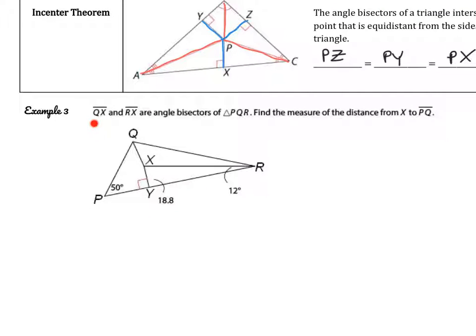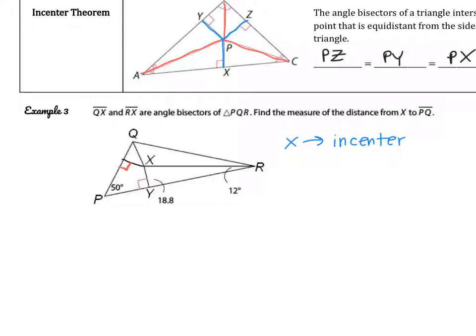Here they say that QX and RX are angle bisectors of triangle PQR. So that must mean that point X is our incenter. Here they ask us to find the measure of the distance from X to line segment PQ. So I'm going to draw in what they're asking us to find. They're asking us to find the distance from here to here. And remember, it's always going to be a perpendicular distance. But we also know one more piece of information. We know that XY is 18.8 units.